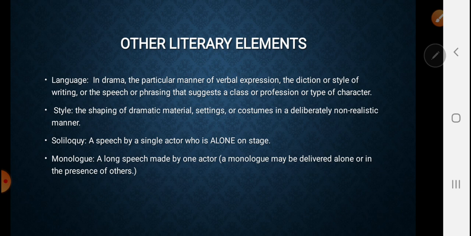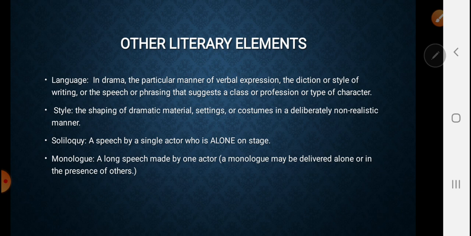Then there are other literary elements, for example, language, style, soliloquy, and monologue. In language, what sort of language is used? It refers to the verbal expression, the way the words are produced. In style, the manner of dramatic material, for example, the costumes, the non-realistic manner. Soliloquy refers to the speech of a single actor and it is done alone on the stage. There is no interference of anyone.